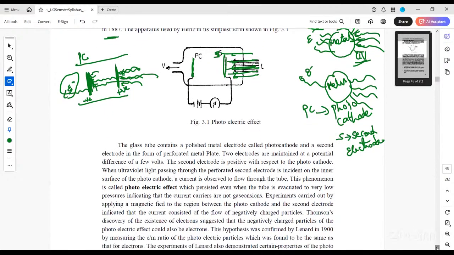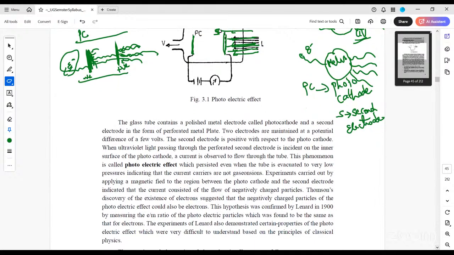Now we will see the description of this diagram. What is given? A glass tube. A glass tube contains a polished metallic electrode called the photocathode, and a second electrode called a metal plate. These two maintain a potential difference of some volts, because one terminal is connected to negative and another to positive. As the secondary is connected to positive, it acts as positive. The negative is connected to the photocathode, so it acts as negative.